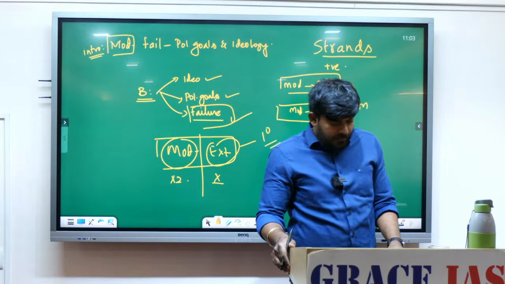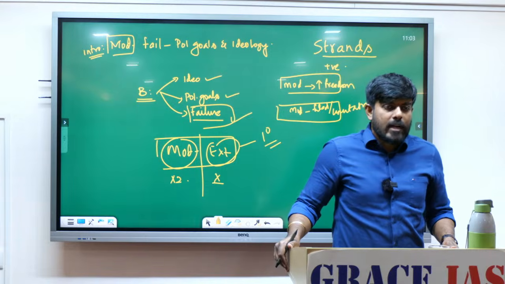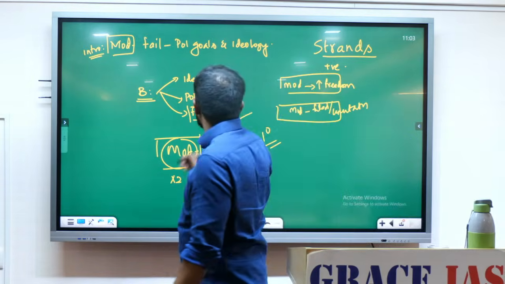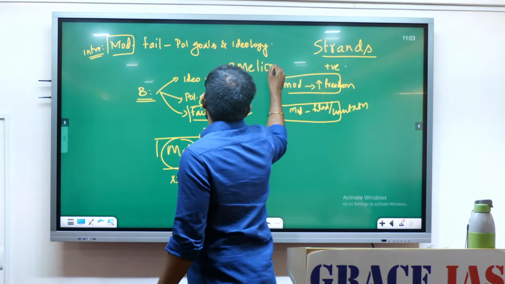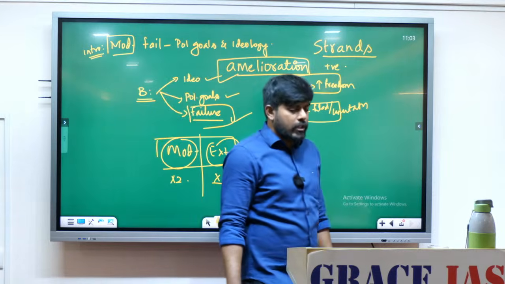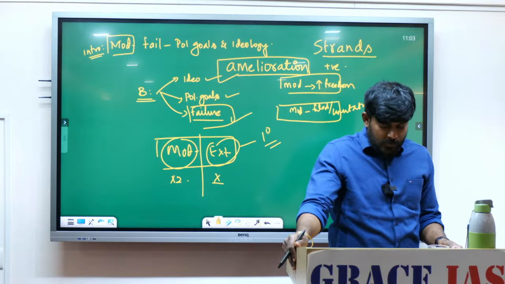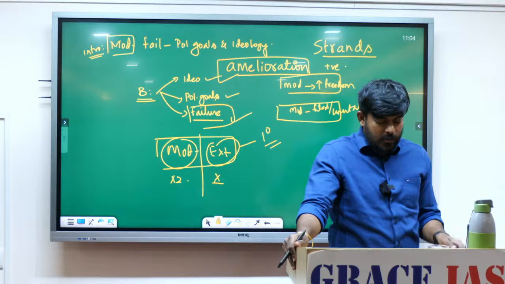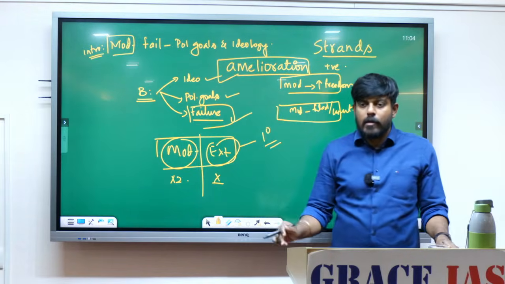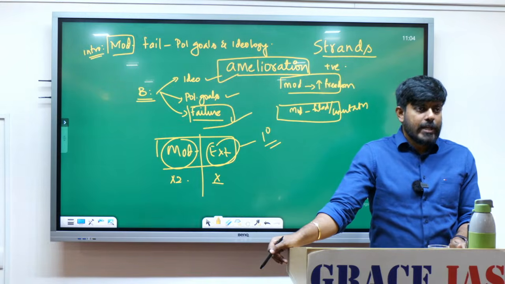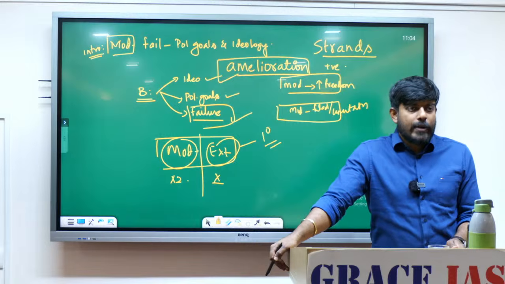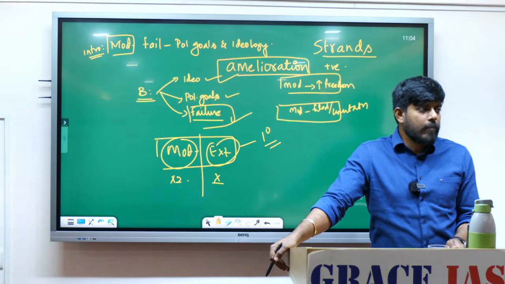Mahatma Gandhi and Dr. B.R. Ambedkar, despite having divergent approaches and strategies, had a common goal of amelioration. Spelling is on the board if you want. Amelioration means upliftment. Amelioration of the downtrodden, the effort to uplift the downtrodden communities.